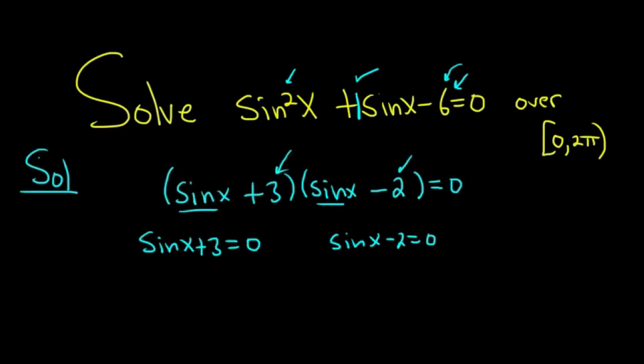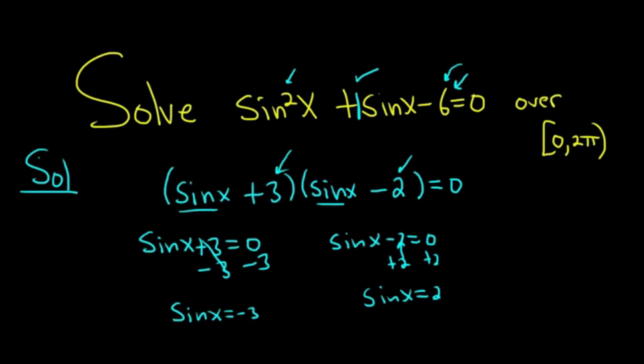We can solve this one for sine by subtracting 3 from both sides. Minus 3, minus 3. So we get sine x equals negative 3. Here we can add 2 to both sides. So we get sine x equals 2. And neither of these has any solution.